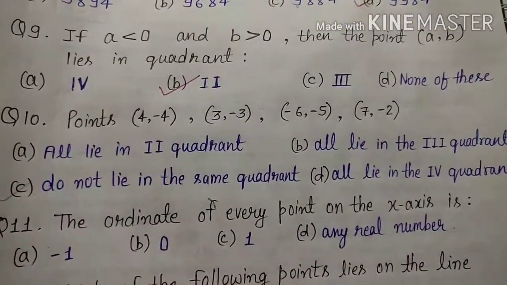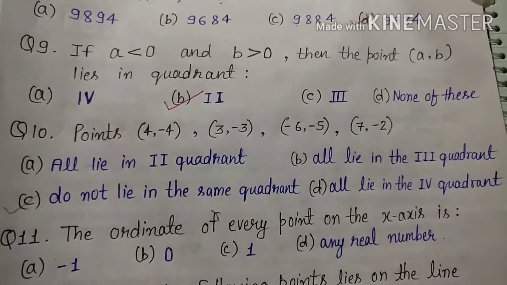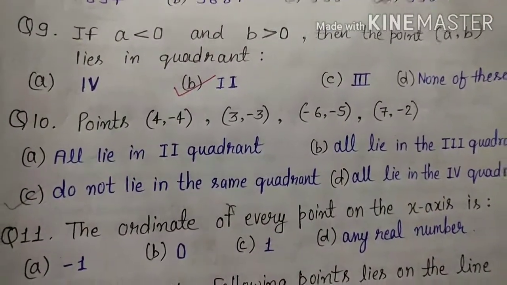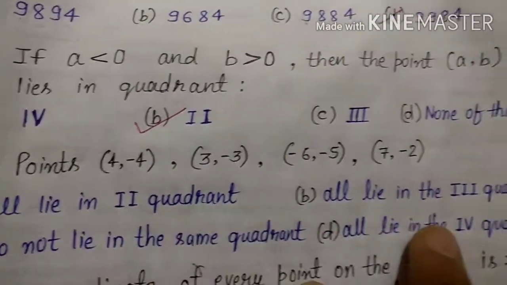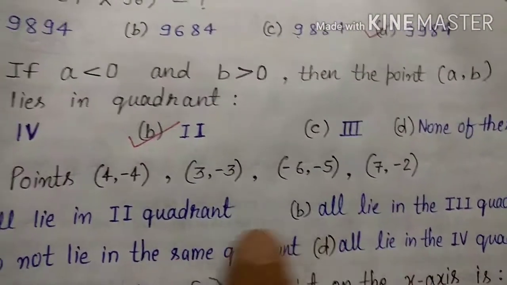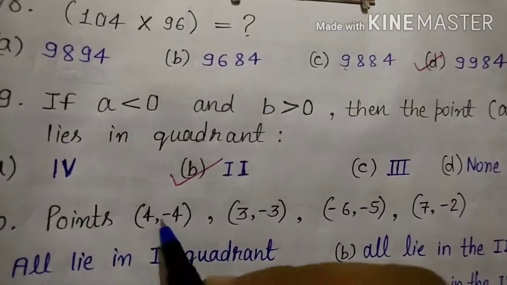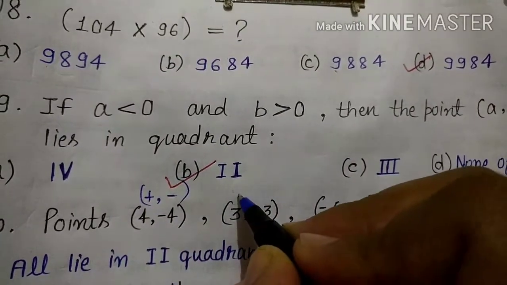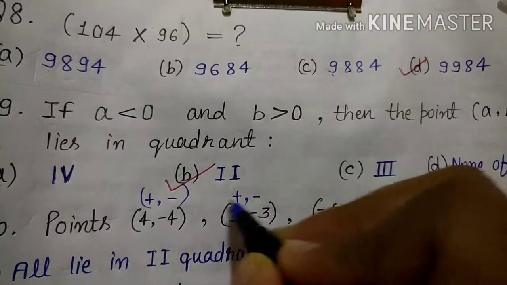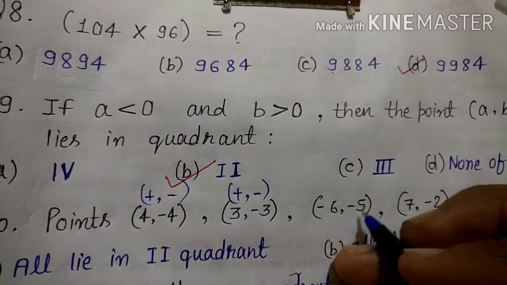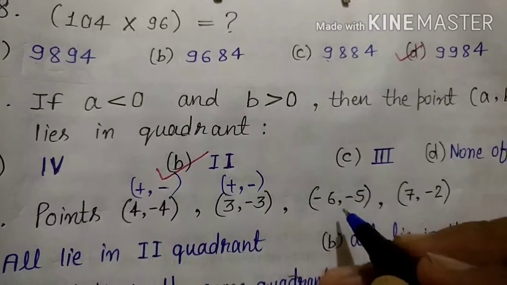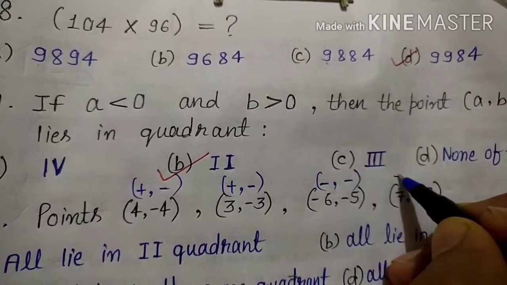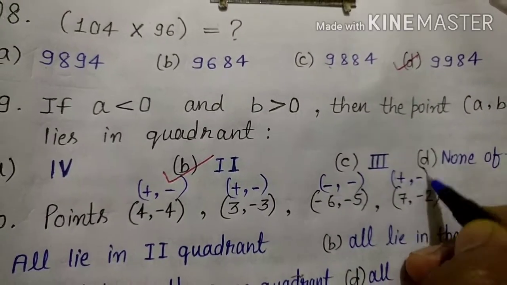Question number 10. Points (4, -4), (3, -3), (-6, -5) and (7, -2): do they all lie in the second quadrant? No. All lie in the third quadrant? No. Then just check where. Just check the numbers. 4 comma minus 4 means plus and minus. Then the second is plus and minus. The second one is also plus minus. So it is right till now, it is coming in the fourth quadrant. Now just check the last one. Minus minus came, so it should come in the third quadrant. Then plus minus again should come in the fourth quadrant.